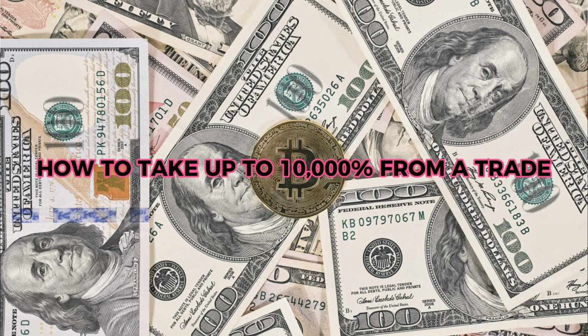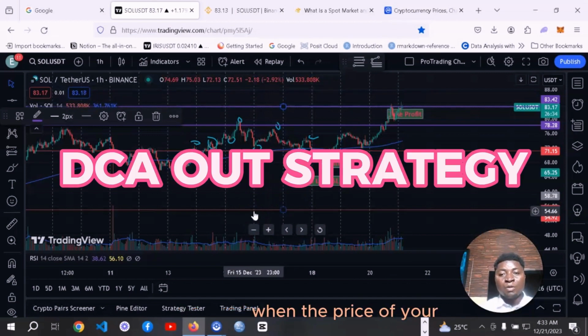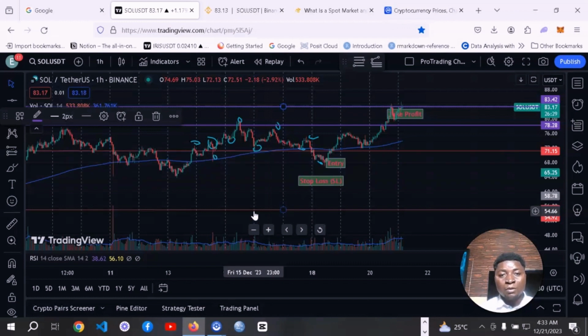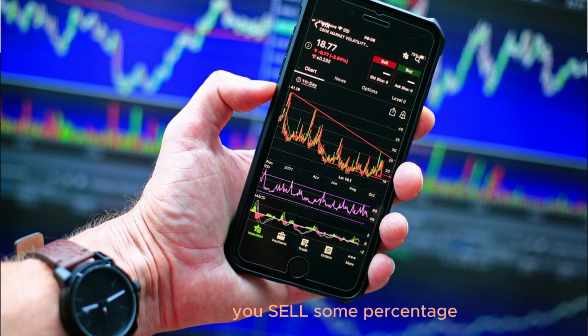How do you maximize the profit? The strategy to do that is called DCA out, which means when the price of the coin or token you are holding rises to a certain level, you sell a percentage, and when it rises to another level, you sell another percentage.